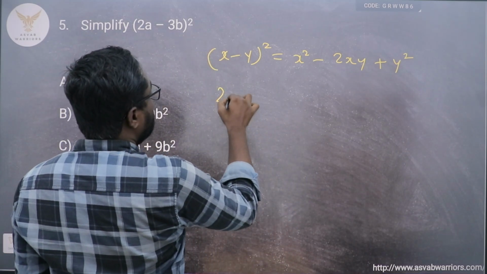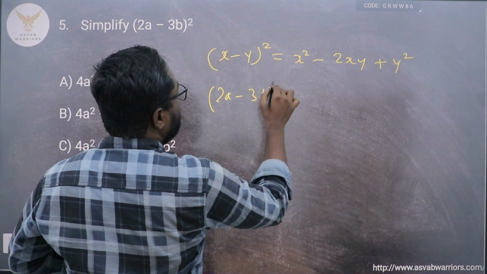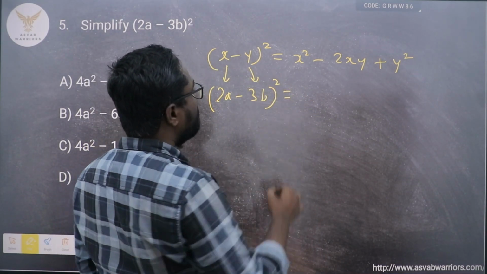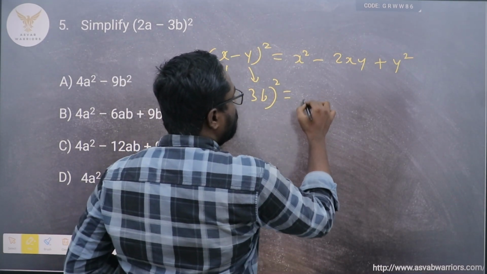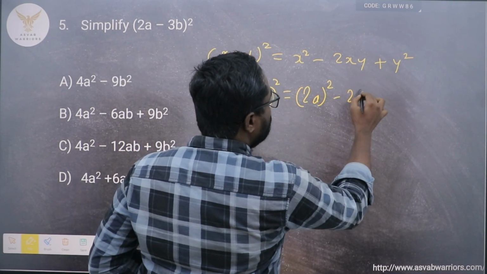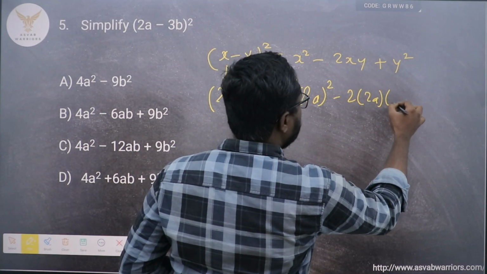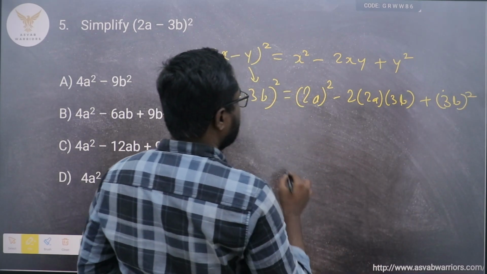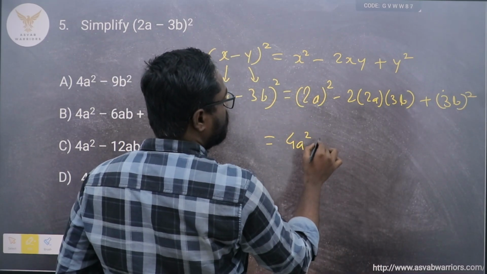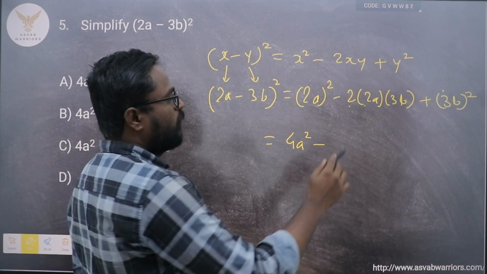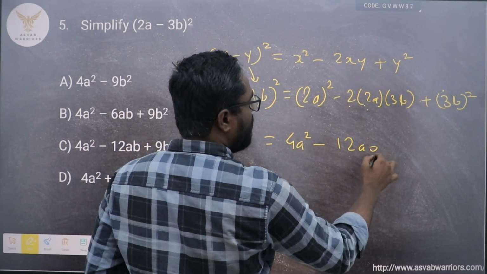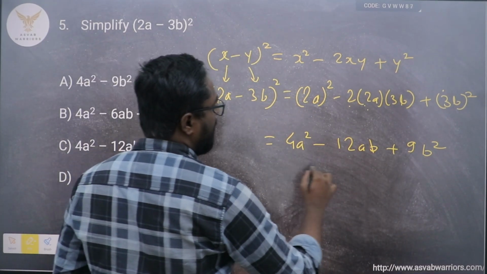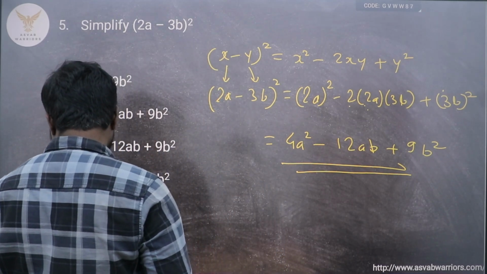Okay, now I'm going to put (2a − 3b)² will be equal to... So x is nothing but 2a, y is nothing but 3b. Just substitute it over there. So (2a)² − 2 times 2a times 3b + (3b)². So what do we have? 4a² − 2 times 2 is 4, 4 times 3 is 12, ab, + 3² is 9, 9b². So we have our answer over here. I hope you understood this as well.